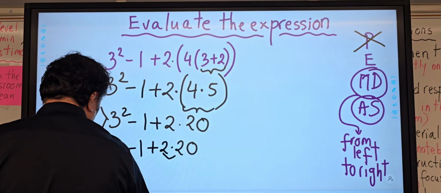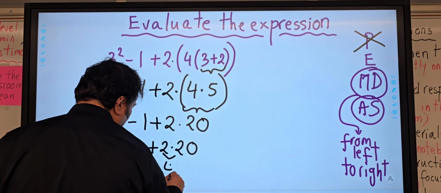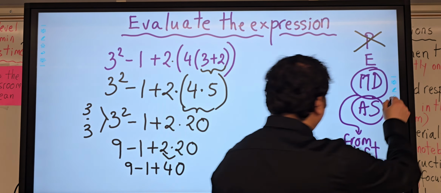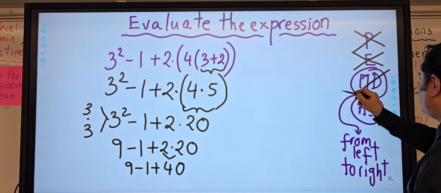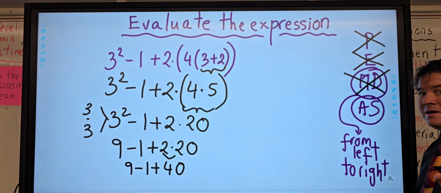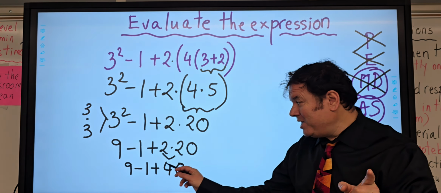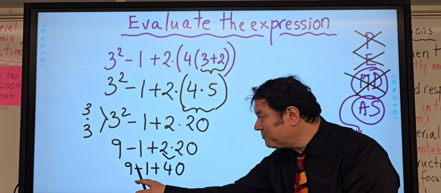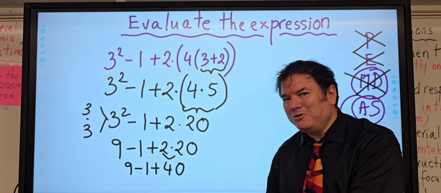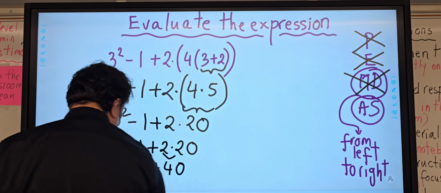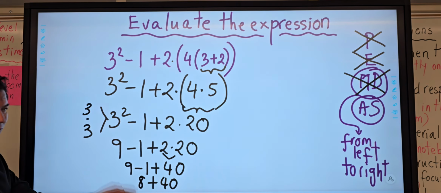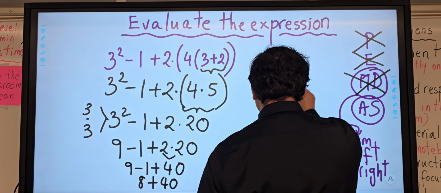So now we have 9 minus 1 plus 40. And we used the exponents. We finished multiplication and division. And now we have addition and subtraction. And again, please don't forget, when we have addition and subtraction, the rule is we are going from left to right. So in this case, we have to subtract first and then use the addition. So 9 minus 1 becomes 8. And then plus 40. 8 plus 40 becomes 48.